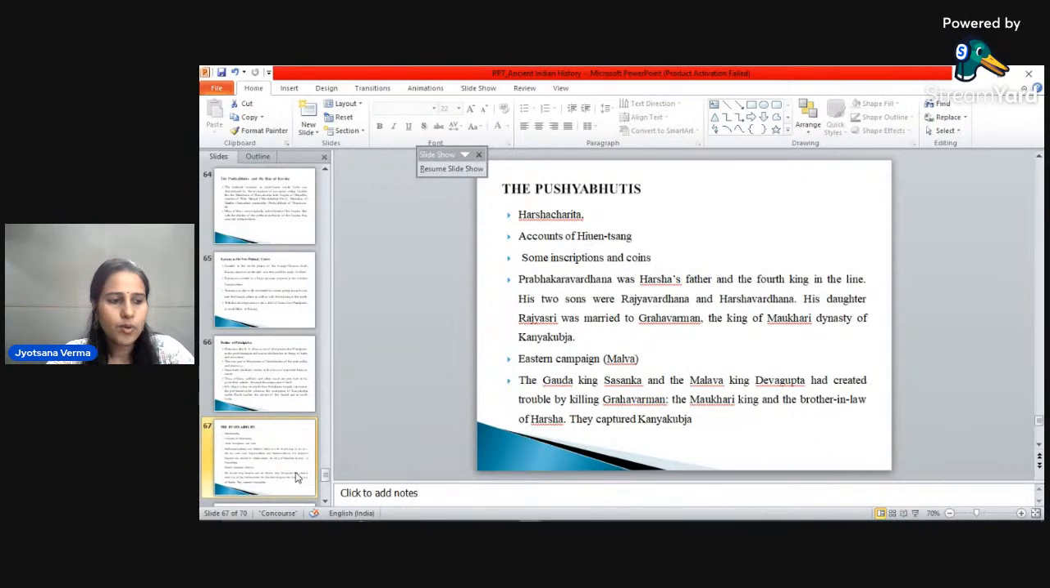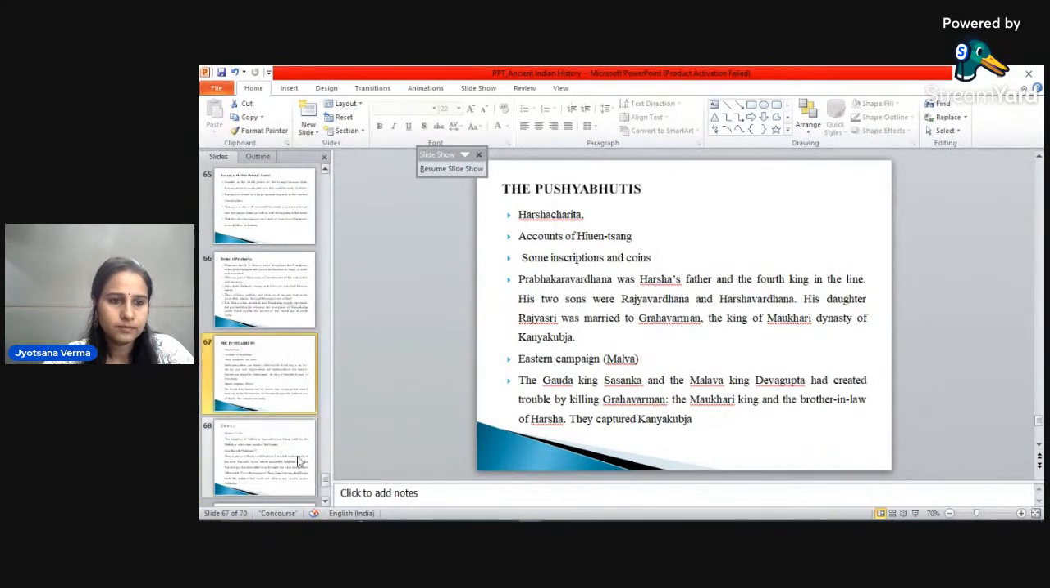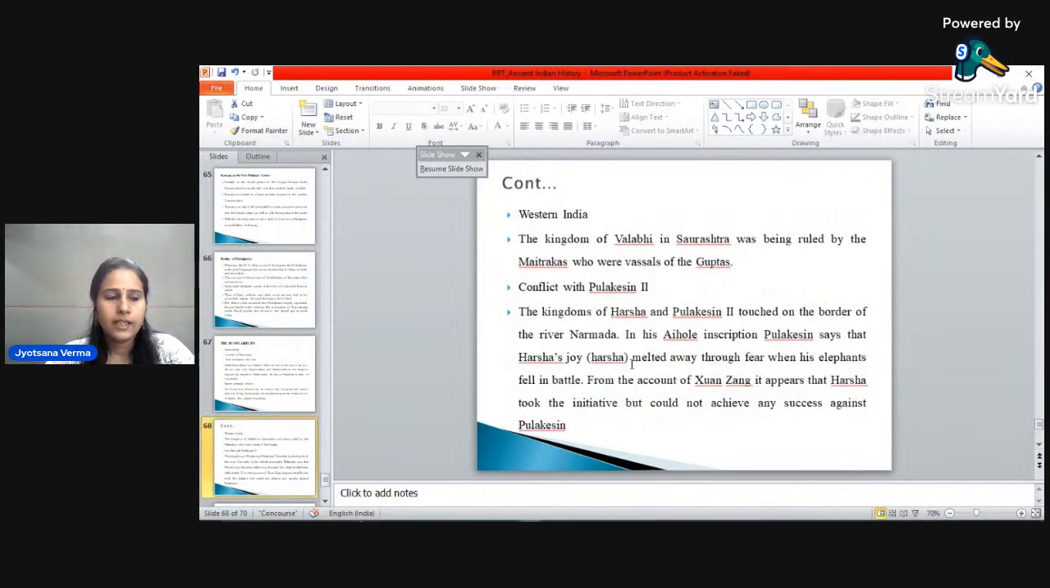The most important campaign of Harshavardhana was the eastern campaign. The Gauda king Shashanka and the Malwa king Devagupta created trouble by killing Grahavarman, the Maukhari king and brother-in-law of Harsha, and they captured Kanyakubja.